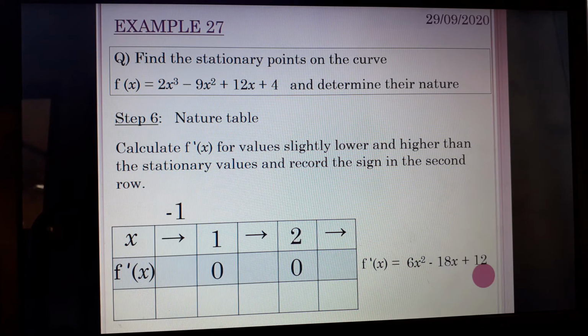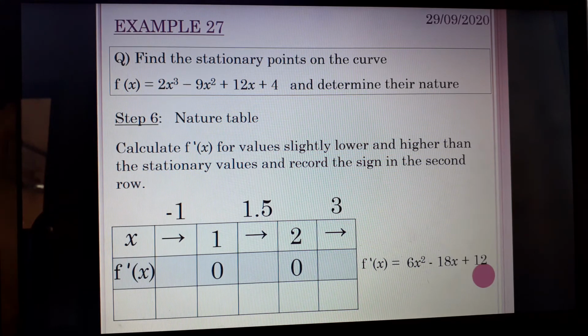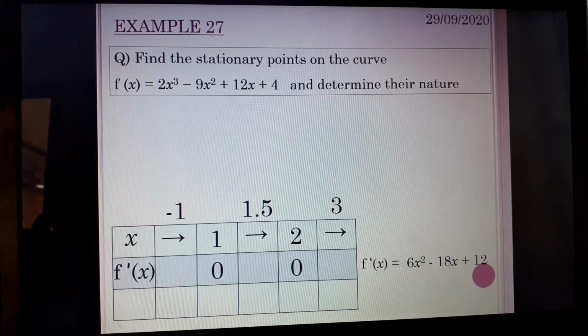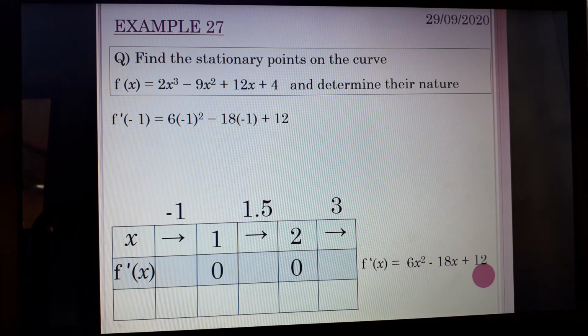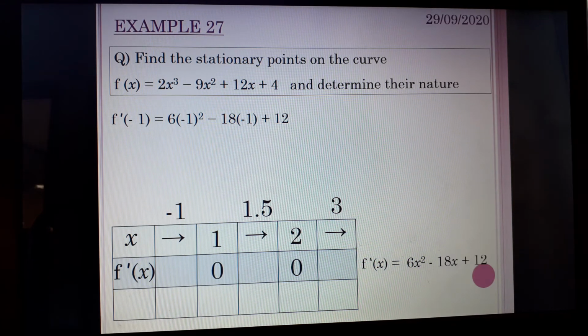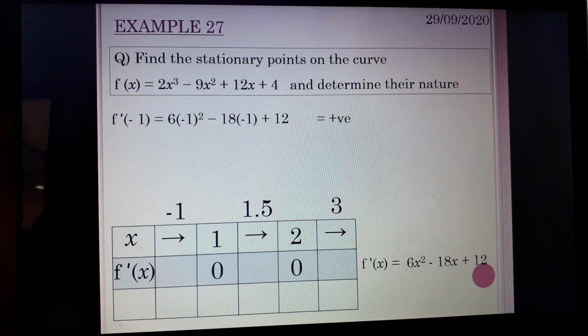You could have done it mentally. We need to pick something in between 1 and 2. So we'll pick 1.5. We'll pick something to the right of 2. We'll pick 3. Okay, so let's put in negative 1 into f dashed of x and see what it gives you. So 6 times negative 1 squared, take away 18 times negative 1 plus 12. That would be a 6 plus an 18 plus a 12.